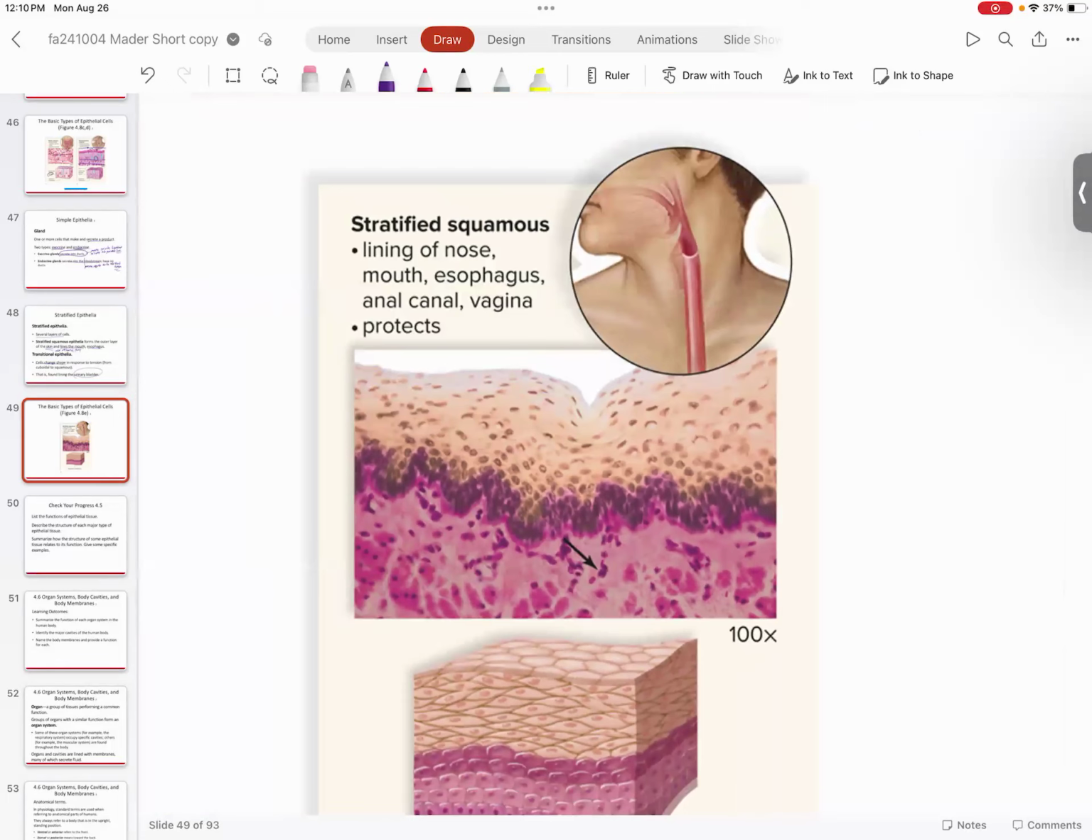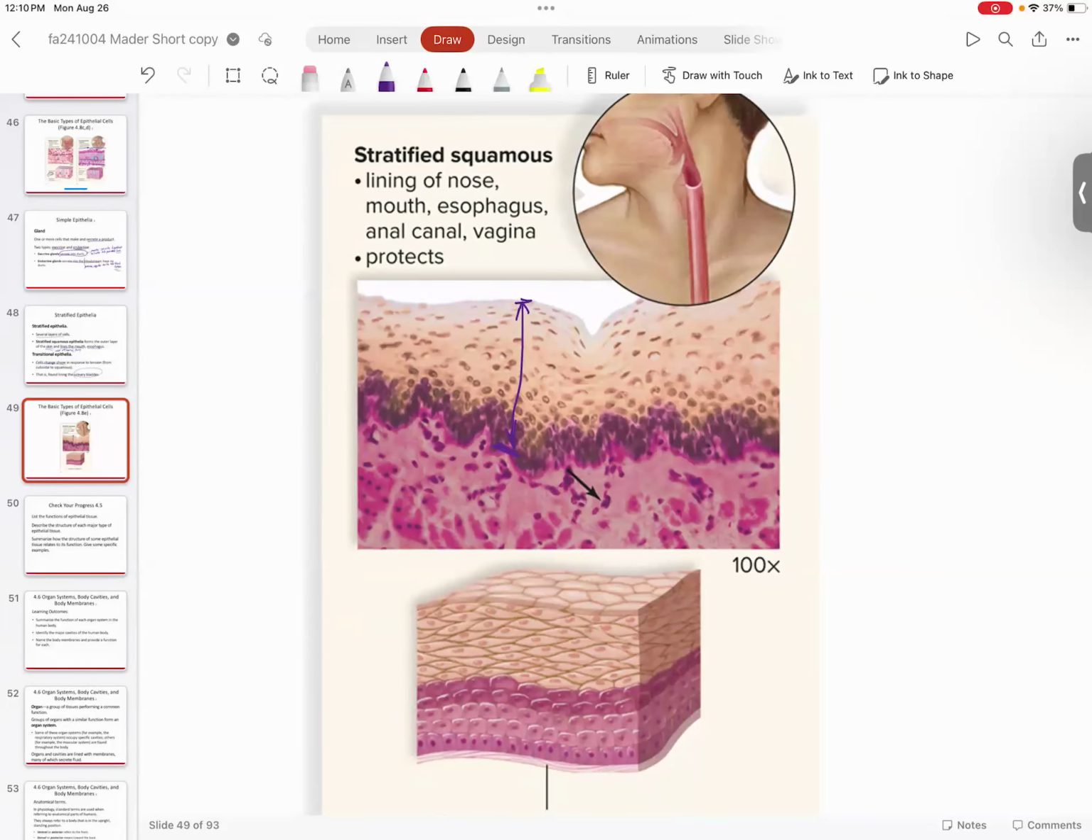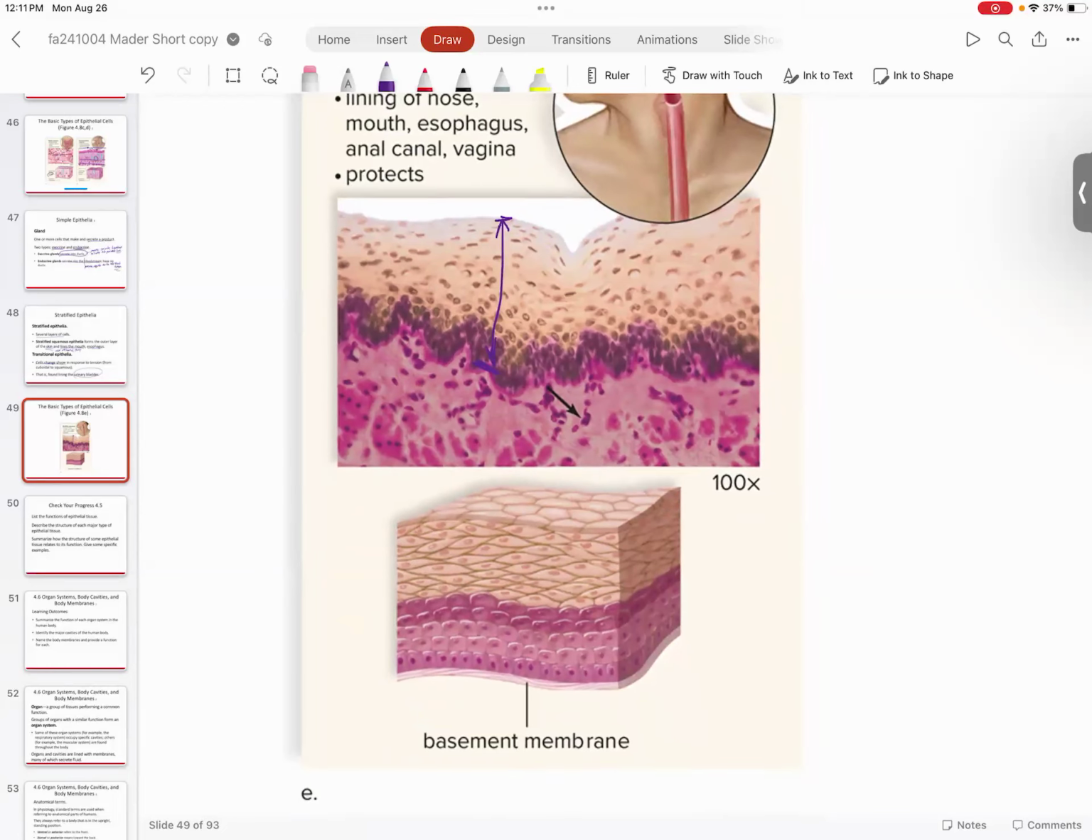Okay, so this is kind of like what stratified squamous looks like. You can see here, you've got this thickness of squamous material, multiple layers of squamous tissue. And the important thing to understand is that once you get down to the basement membrane, you get the basal layer. Oftentimes these deeper layers almost look kind of cuboid in nature, but they're not. It's only because of the physical stress of the layers on top of them that the shape starts to distort.